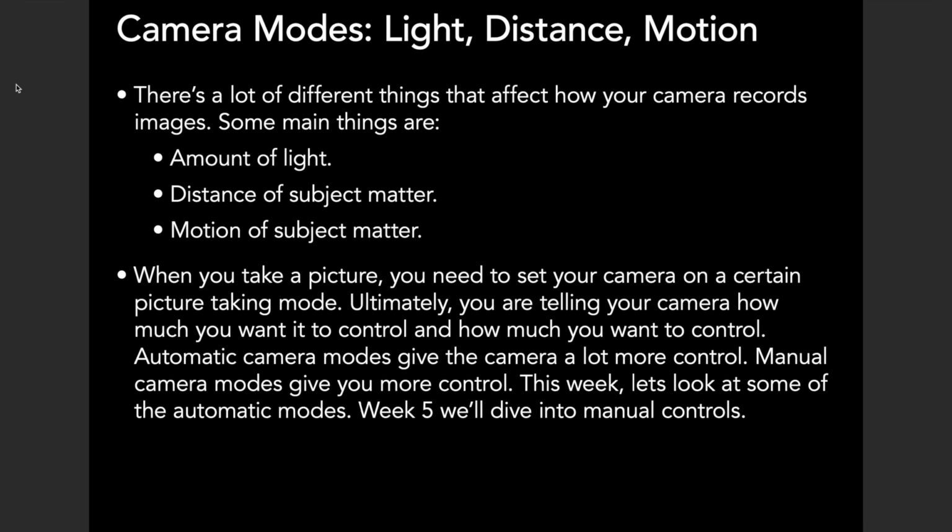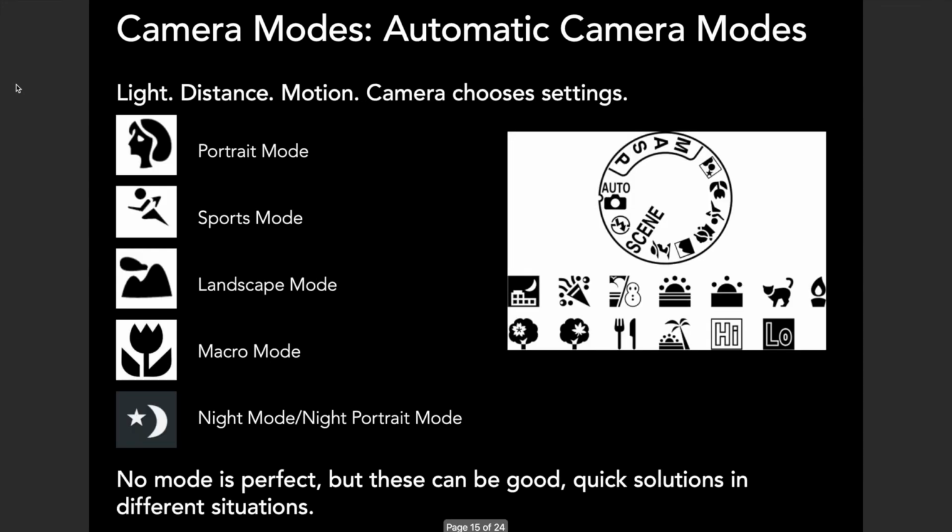So this week we're going to dive into some of the automatic modes and how they can be helpful to you. And then in week 5, we'll dive into some of the manual controls and how you can take a little more control over your pictures. When you look at your camera dials, you can see the dial over there on the right. There's always the auto option. And basically the auto option, the camera chooses everything for you.